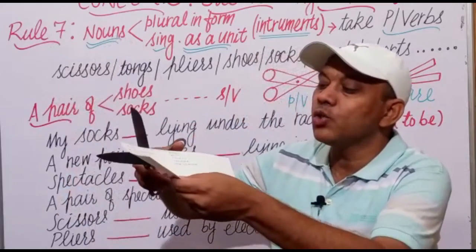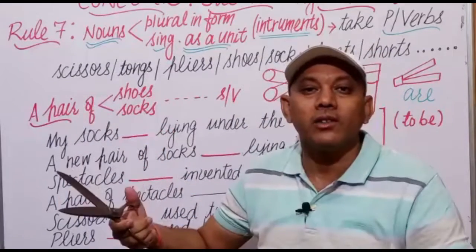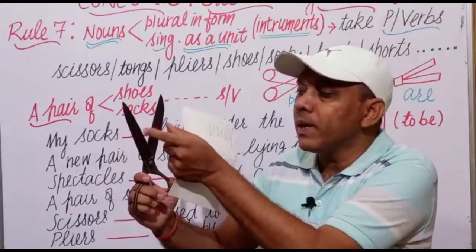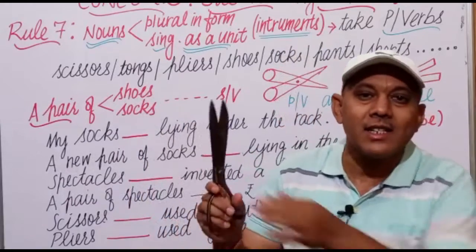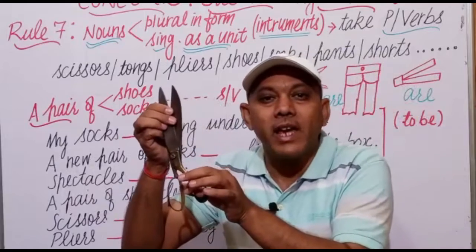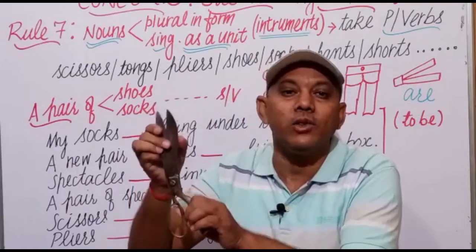Scissors are used to cut a paper or a piece of cloth. These two blades work together, this pair of scissors work together as a single unit.